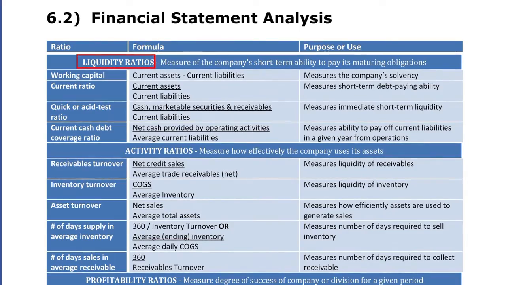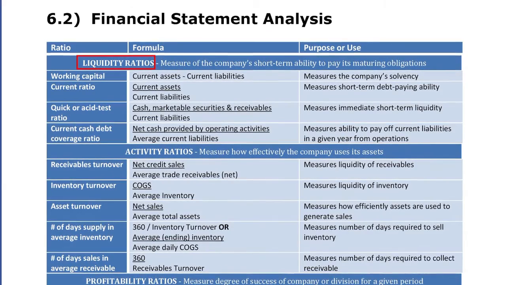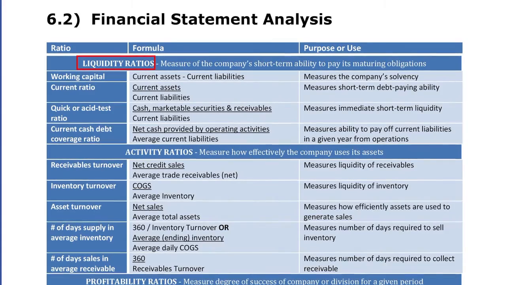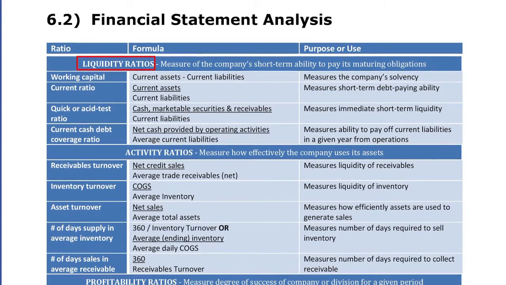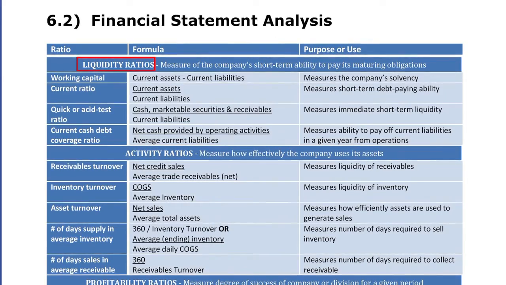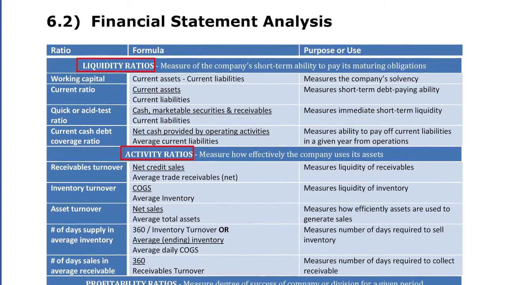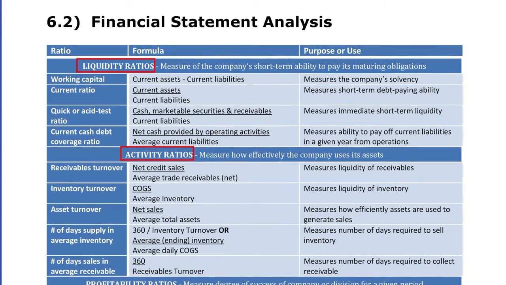Then you have current cash debt coverage ratio. We're looking at net cash provided by operating activities divided by the average current liabilities. The next set of ratios, put a box around activity ratios. So how effectively is the entity using its assets?